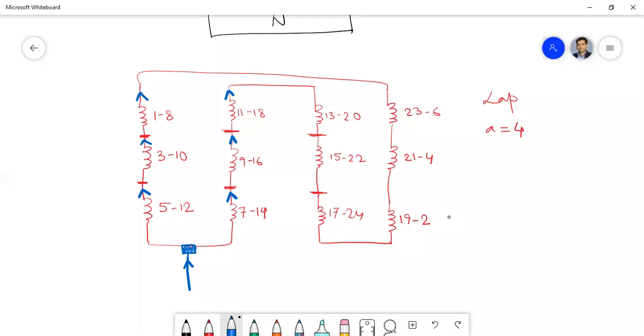Now you just check what is the current direction in the next path. That means this 13/20, 15/22 and 17/24 path. What is the current direction? Upward or downward? Downward, from 13 to 20. You just check it clearly. Which direction would it be? You just refer to your own sheet and check it. Is it upward or downward?